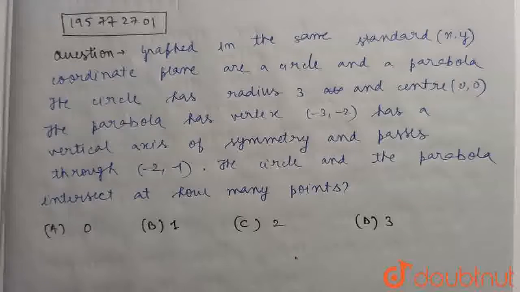Hello everyone. So the question is: graphed in the same standard xy coordinate plane are a circle and a parabola. The circle has a radius 3 and center (0, 0). The parabola has vertex (-3, -2) and a vertical axis of symmetry and passes through (-2, -1). The circle and the parabola intersect at how many points?